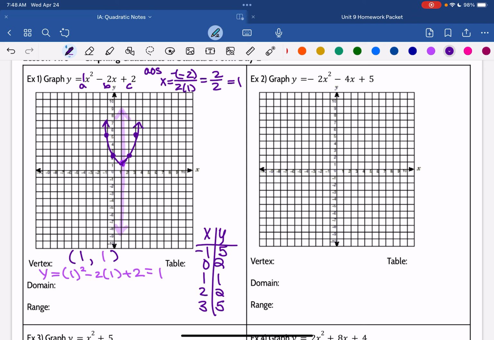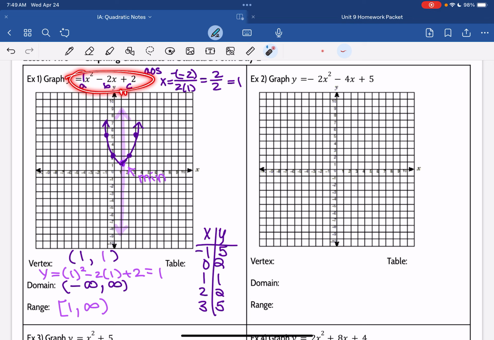Now our domain, remember same thing every time, negative infinity to infinity. Range, well, we have a minimum right here. That's our minimum value, which means this is going from 1 to positive infinity. And remember, we're using this y value. We did 3 days on 9.1 doing this domain and range stuff. So it's the same thing, just it looks a little bit different because now we have our equations in standard form.